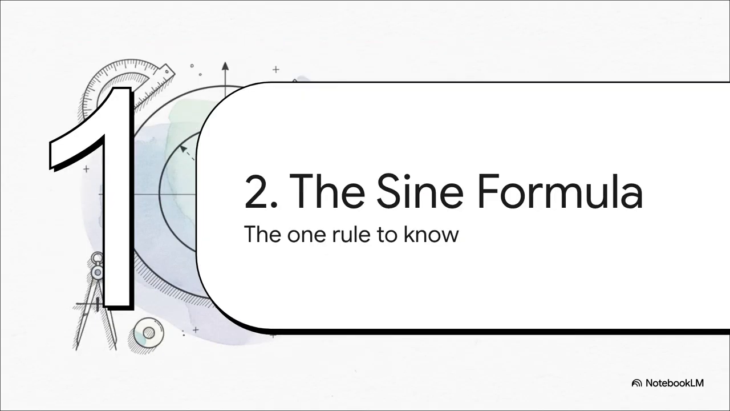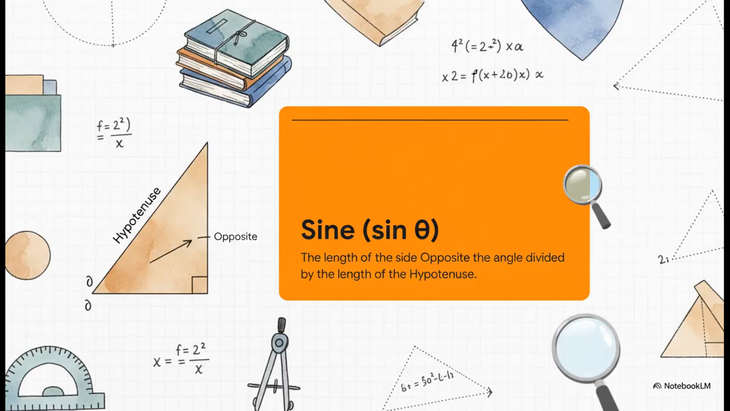So, if sine is just a ratio, the big question is, which one is it? I mean, a triangle's got three sides, right? Well, that brings us to the one and only rule you really need to memorize. And here it is. The formula is simply this. Sine equals opposite over hypotenuse.